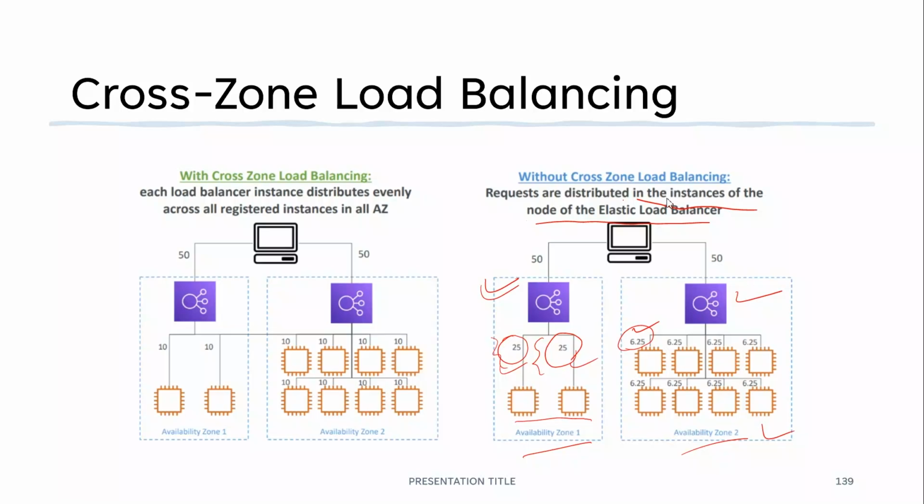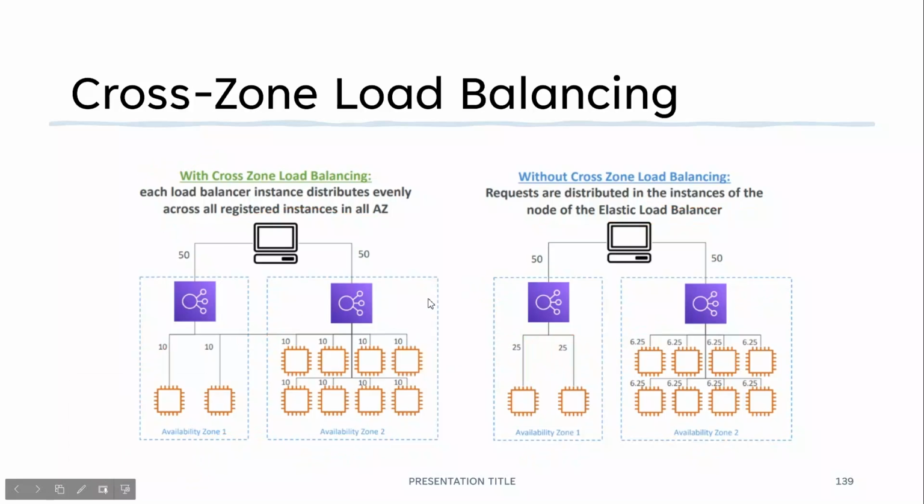Now what happens if you enable cross zone load balancing? When you enable cross zone load balancing, each load balancer instance distributes evenly across all registered instances. So irrespective of how many availability zones your EC2 instances are in, all of your EC2 instances will get the same amount of traffic. Like in this case, all the EC2 instances are getting 10% of the traffic. This is what cross zone load balancing is.